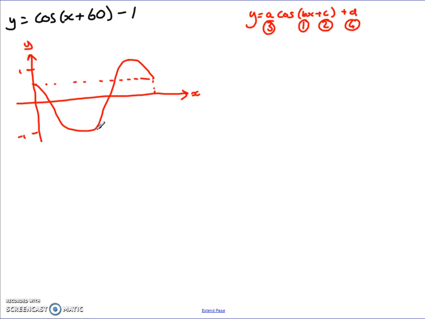Think back to the cos. It starts at 1 and finishes at 1, so that's where it would be. Minimum would still be at -1, and the maximum would still be at 1. We just have to now think about the key bits of information that we have to mark on.